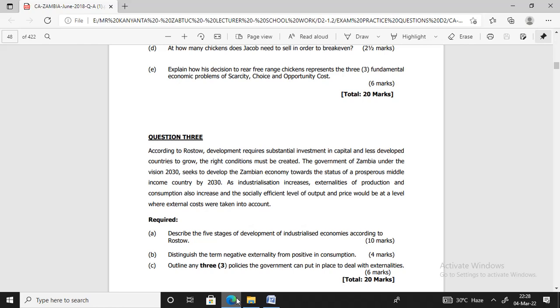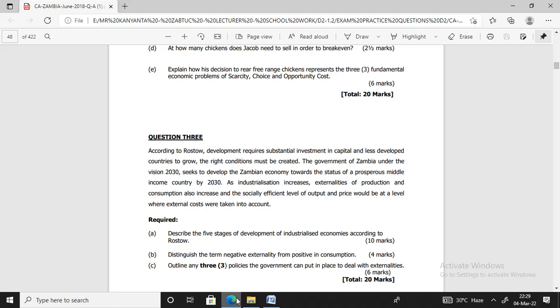Now, let me give you examples of negative externalities and positive externalities. The other way of looking at negative externalities, you can talk about them in terms of cost, meaning that the marginal social cost is higher than the private cost. That's a negative externality. Positive externality, marginal social benefit is higher than the private benefit.